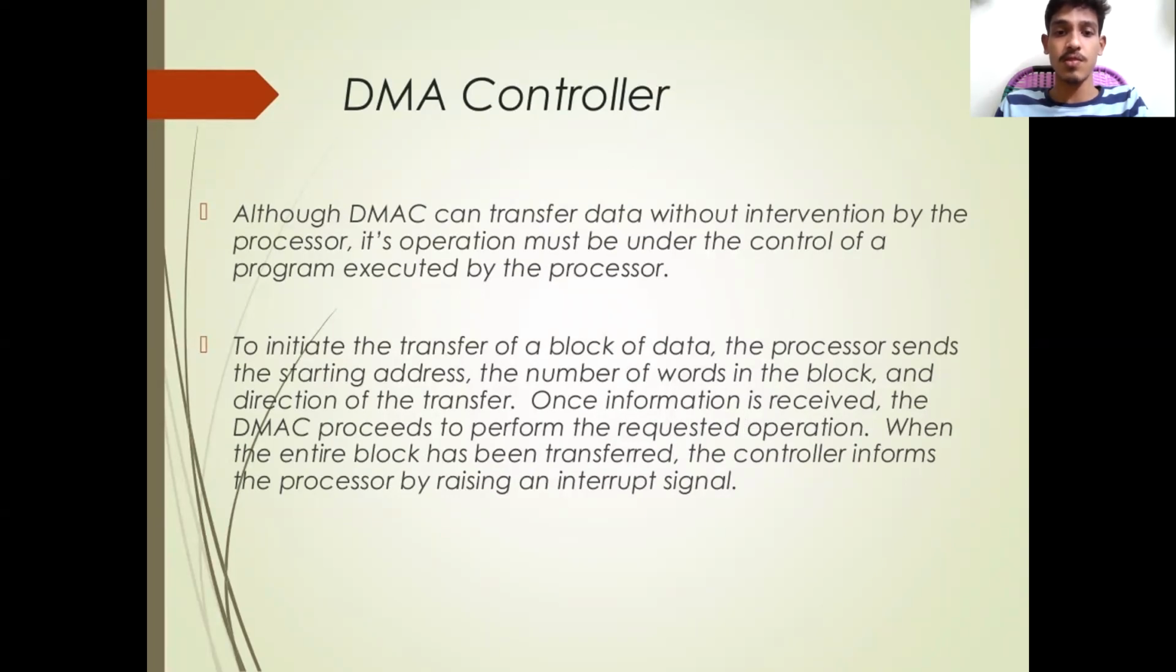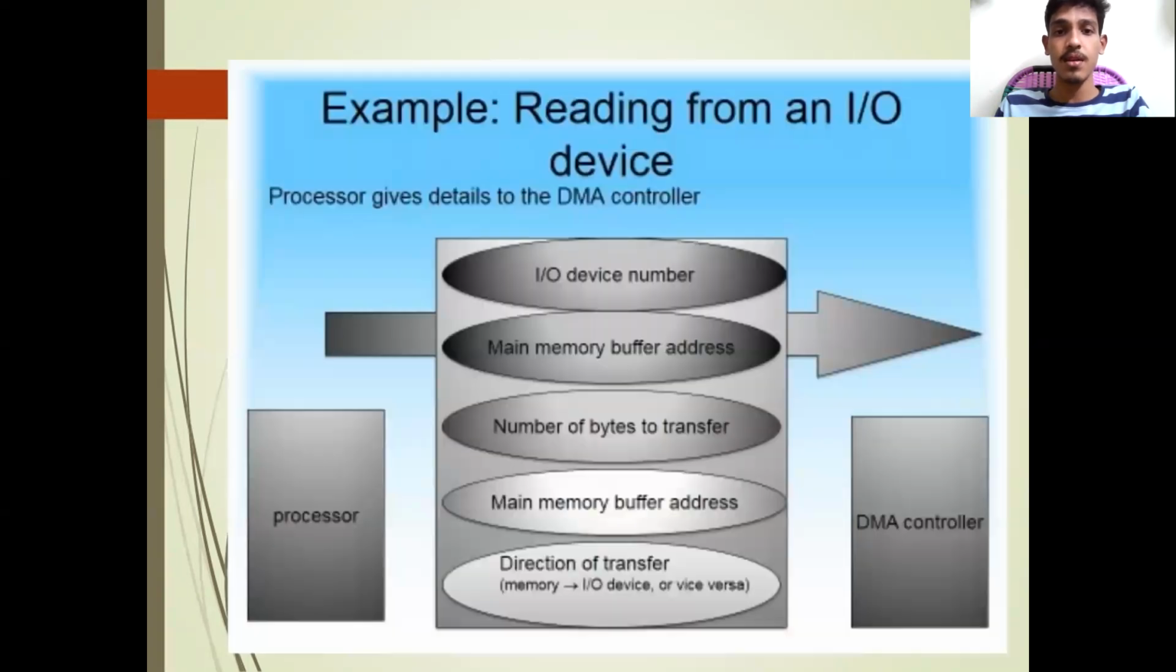To initiate the transfer of a block of data, the processor sends the starting address, the number of words in the block, and the direction of the transfer. Once this information is received, the DMA controller proceeds to perform the requested operation. When the entire block has been transferred, the controller informs the processor by raising an interrupt signal.